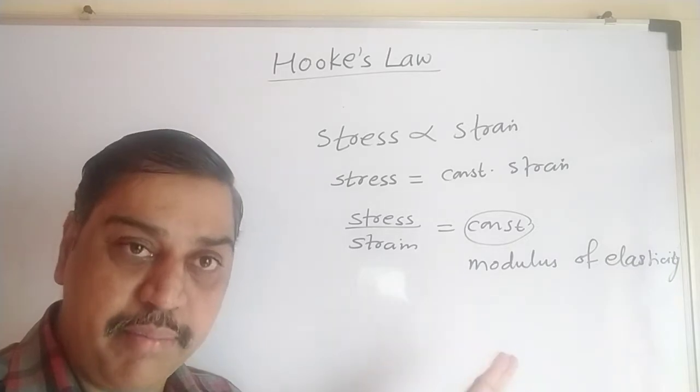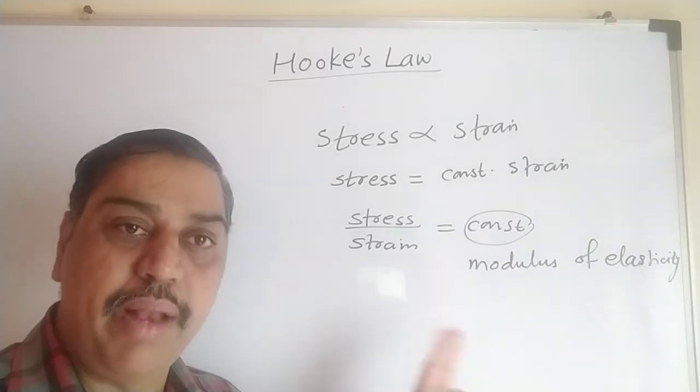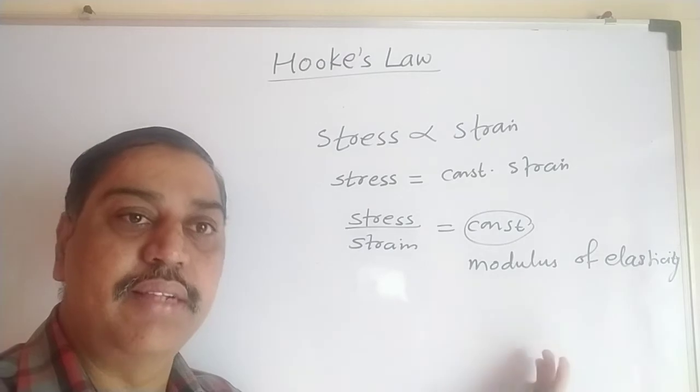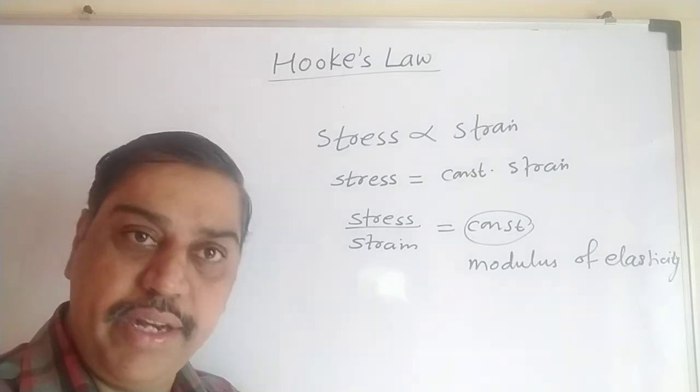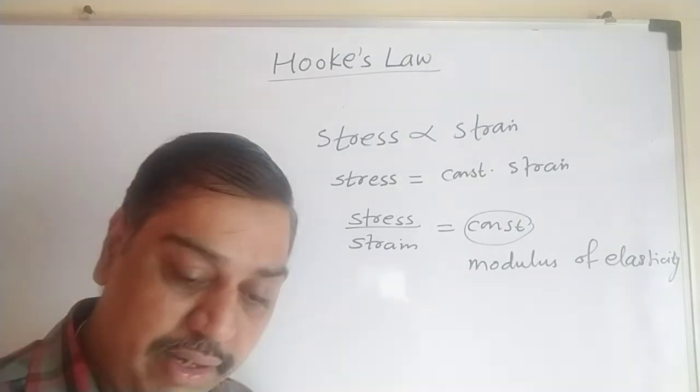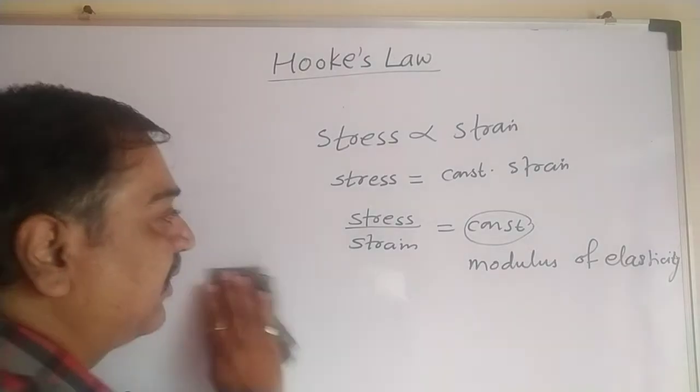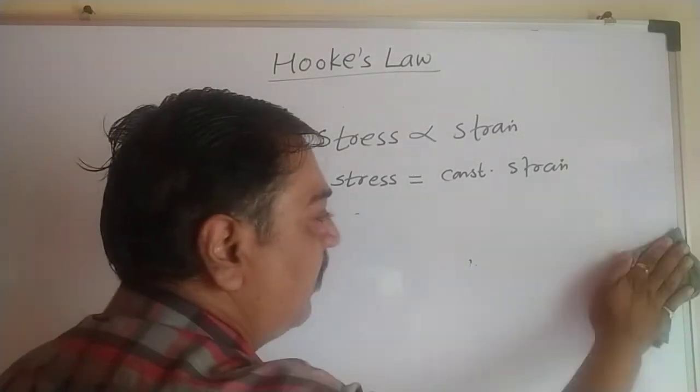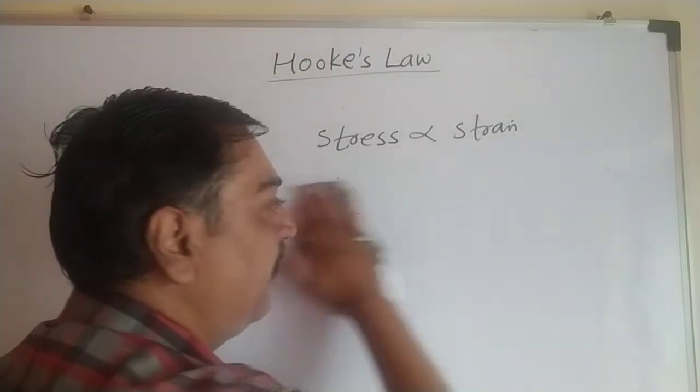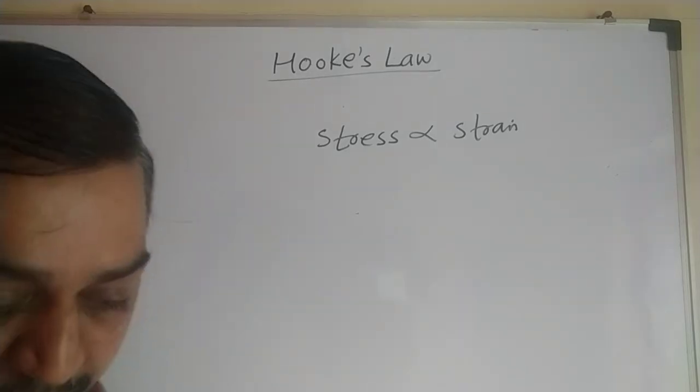For length, Young modulus. For volume, it is a bulk modulus, and for shape, it is nothing but what? Modulus of rigidity. These three parts we have to learn further. So before going into detail in the same topic, they have drawn one graph in your Hooke's law. That graph I am going to draw.